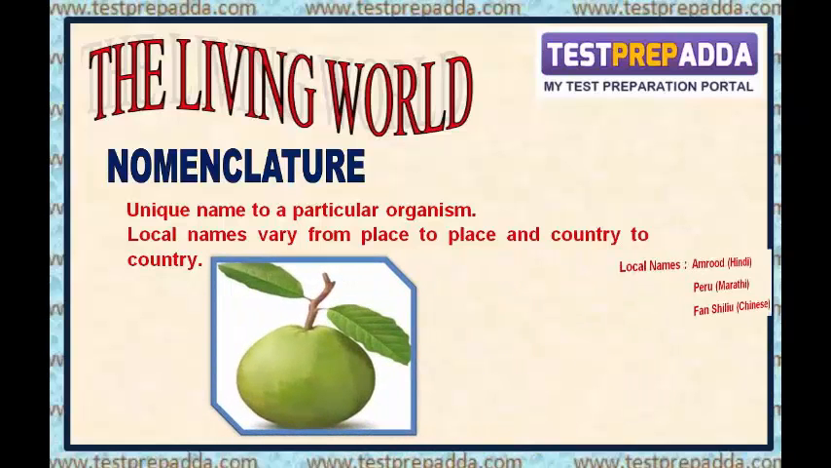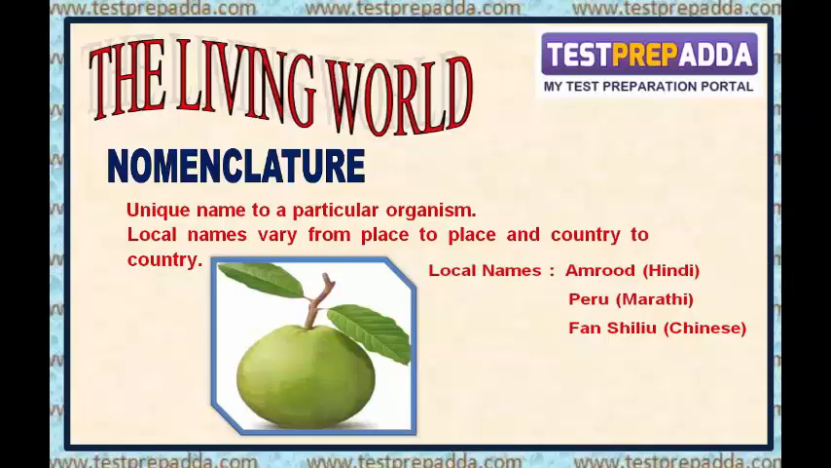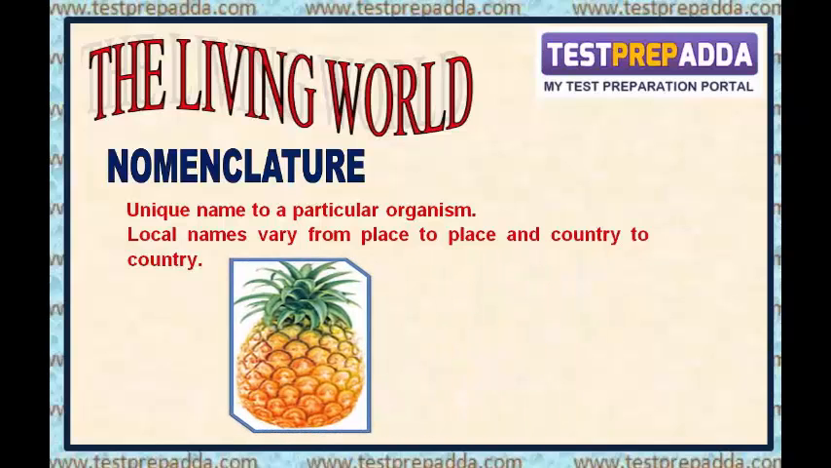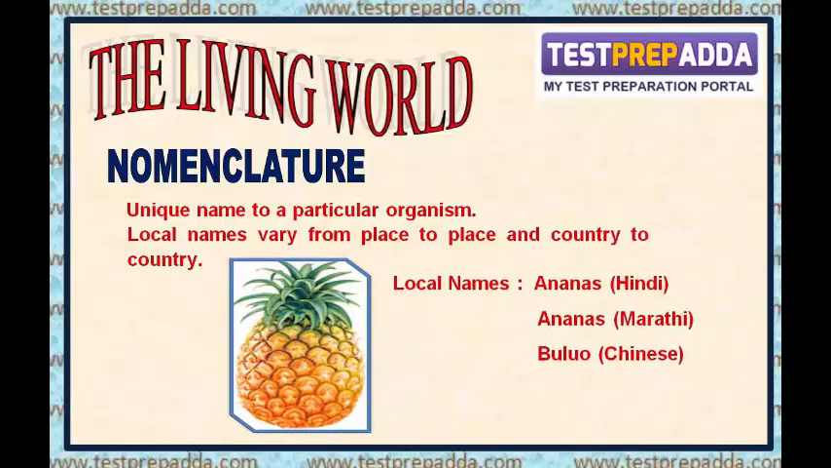For example, guava. In Hindi, it is amrud. In Marathi, it is peru. In Chinese, it is fansilu. While its scientific name is Psidium guajava. Similarly, for pineapple, in Hindi and Marathi, it is known as ananas. In Chinese, buluo, while its scientific name is Ananas comosus. So, there is need to standardize the naming of living organisms.